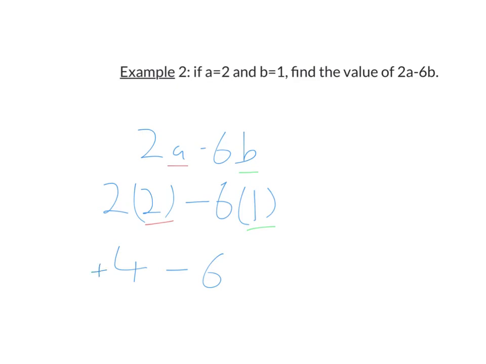So when adding and subtracting positive and negative numbers, what we're going to do if the signs are different is find the difference between the two numbers. So 4 and 6, the difference is 2. Then keep the sign of the bigger number, which is our minus 6 here. So this means the answer for this question is minus 2 if we evaluate this expression here, 2a minus 6b.